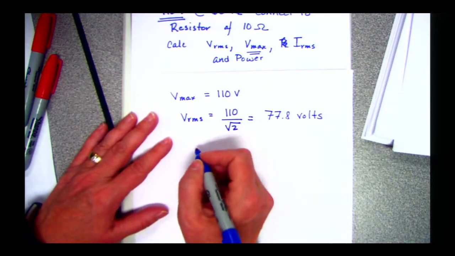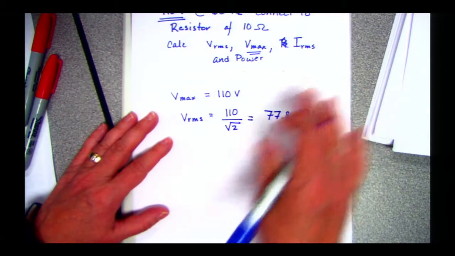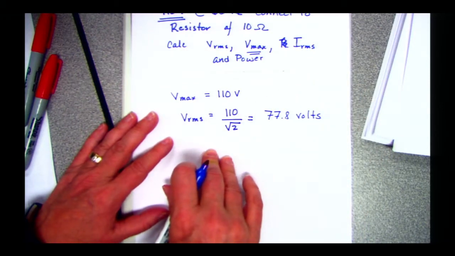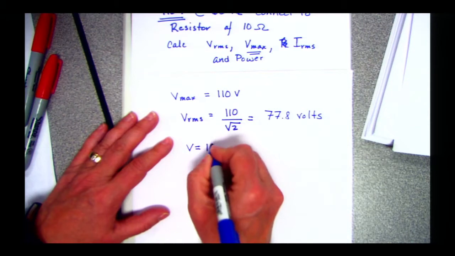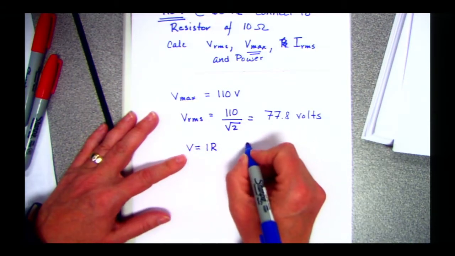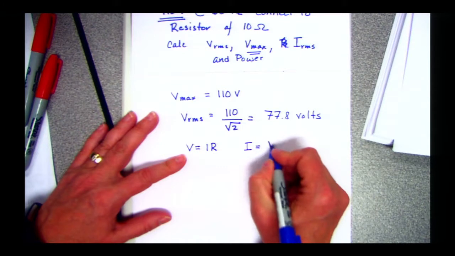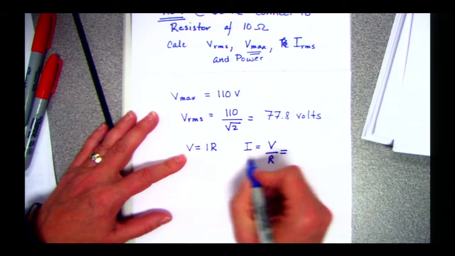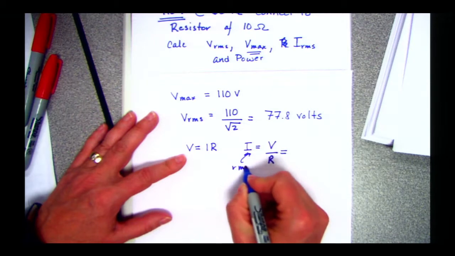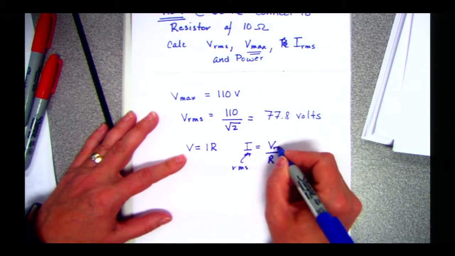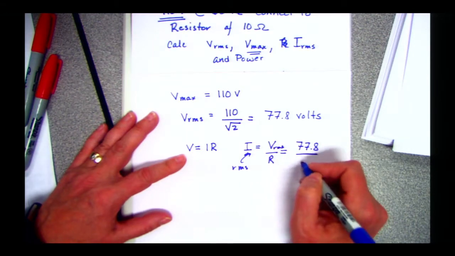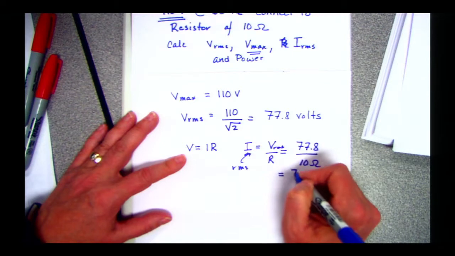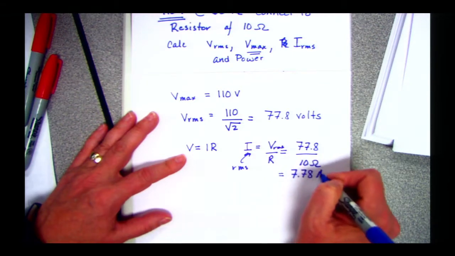Now I have to calculate my root mean square current. I've got my circuit. So remember that V is equal to IR, and I can do I is equal to V divided by R. So if I want a root mean square current, I can just use a root mean square voltage. And so I can take my 77.8 divided by my 10 ohms, and I get a root mean square current of 0.778 amps.